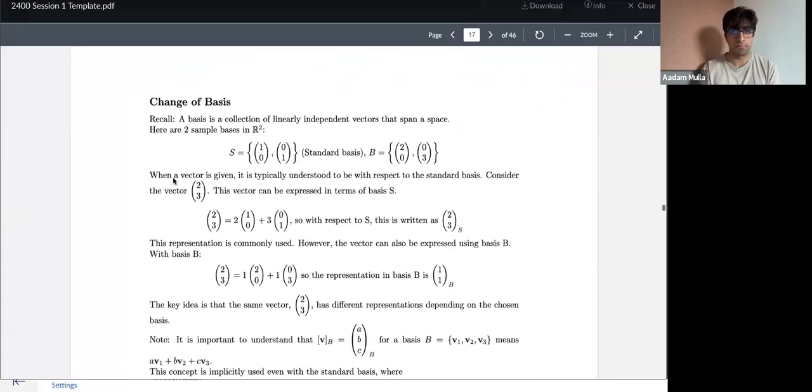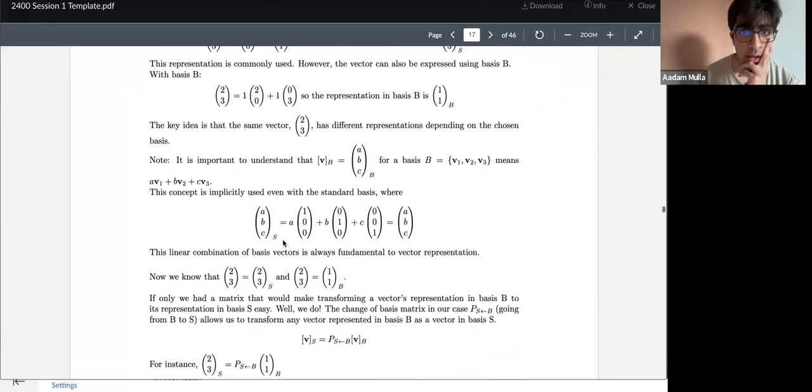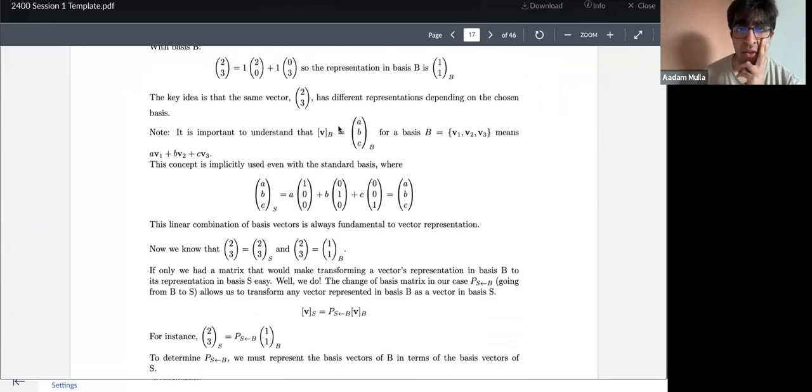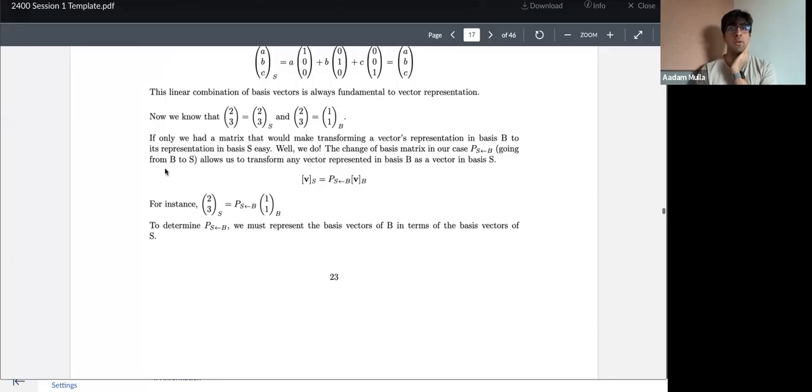So let's scroll down. Here's an example where we're showing that if you have this notation, a vector (A, B, C) under basis B means you do A times the first basis vector plus B times the second basis vector plus C times the third basis vector. Hopefully that's clear. So here we say, if only we had a matrix that would do this, and we do. We're going to figure out how to find this matrix.